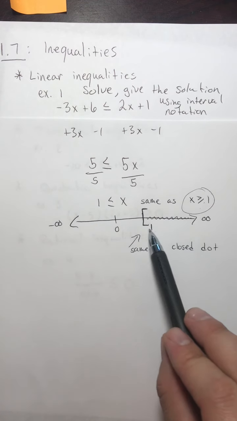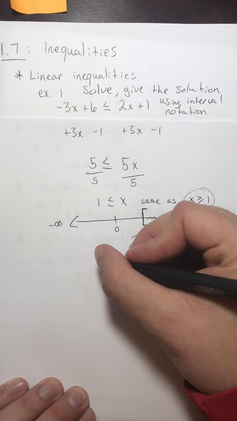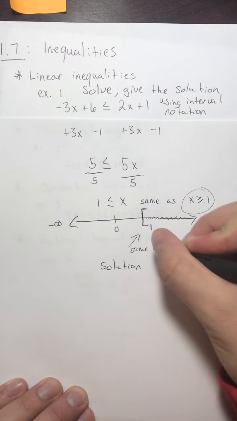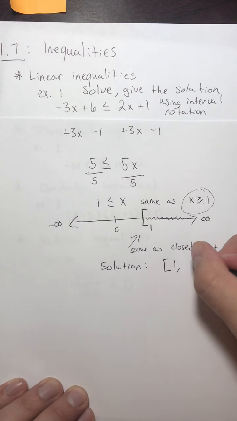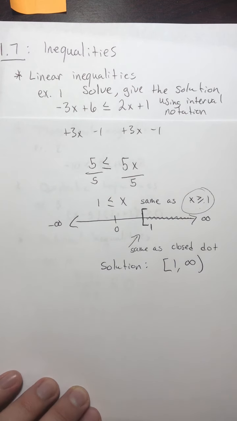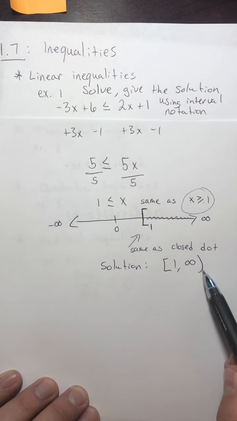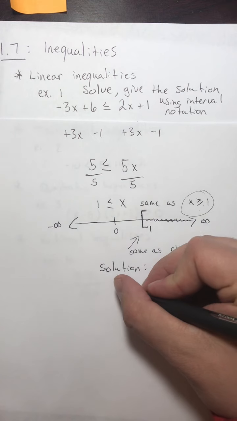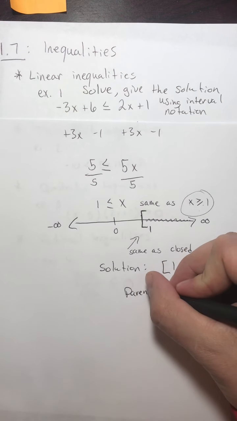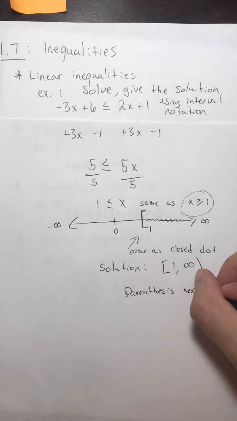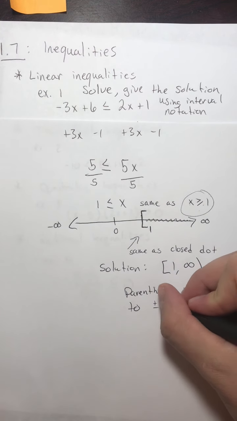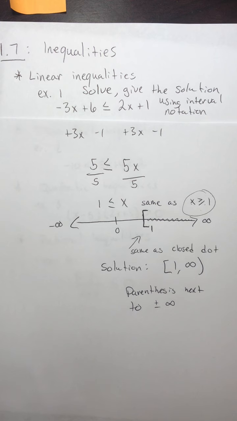So if I write it like this, it's easier for me to see that the solution in interval notation is bracket 1, and then we've got the shading, all the way to positive infinity, and we always have a parentheses next to plus or minus infinity. We can never actually include positive or negative infinity in the set, so to communicate that, we will always have a parentheses next to plus or minus infinity.